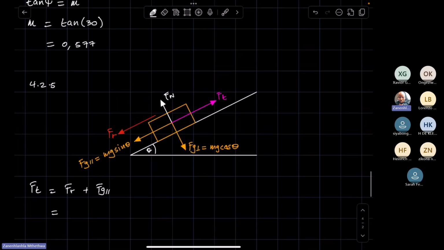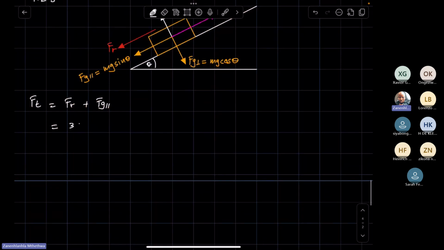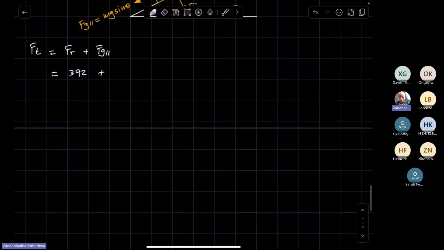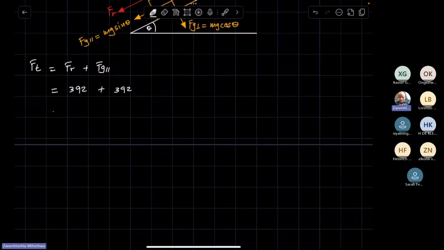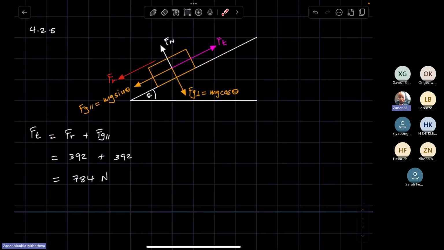Right. And this we calculated. Fr is 392, plus Fg parallel we also calculated. We also got 392. It means this is 392 times 2, which is 784 newtons. Easy peasy. You want to talk about easy? That's friction. Any questions?